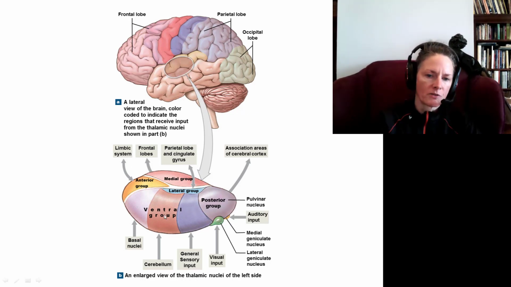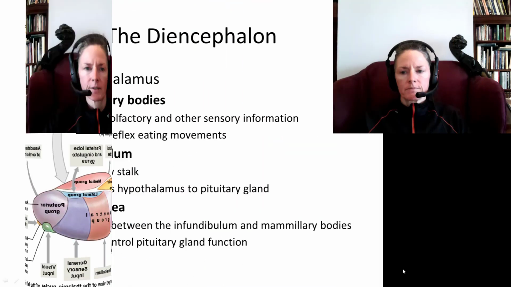This will be bringing information from the cerebellum, and this will be bringing information from the basal nuclei to make connections up into the cerebral cortex.